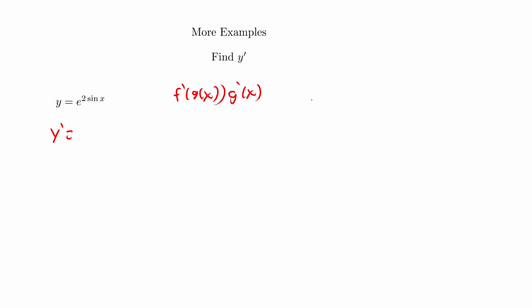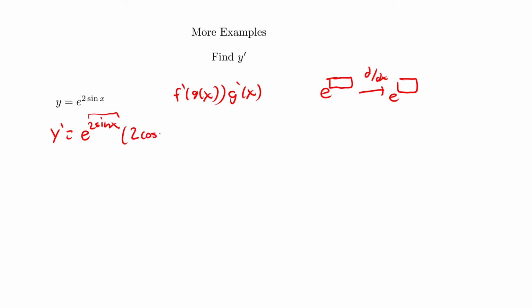So in this example, our outside function is just going to be e to something. So we know that when we take the derivative of e to something, it's just going to be e to that something. So this is just going to be e, and then we just keep the something, the 2 sine x, and then we look at what this function is here, take the derivative of that, and multiply it out here. And that is going to be 2 cosine x.